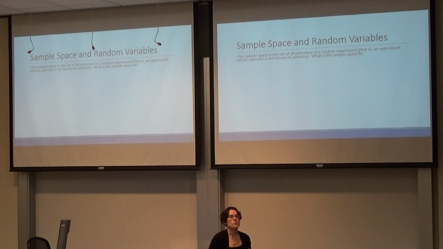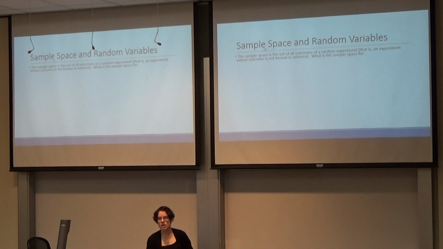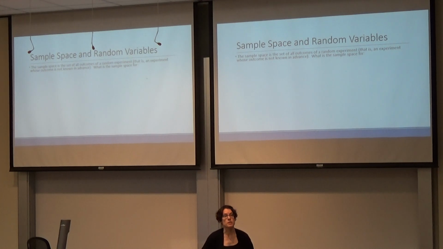Okay, so let's start with some formalisms. I want us all to have the same vocabulary, so that's one thing I'm doing here, making sure we have some common vocabulary. And I want to talk about sample space. First, sample space. A sample space is the set of all outcomes of a random experiment.